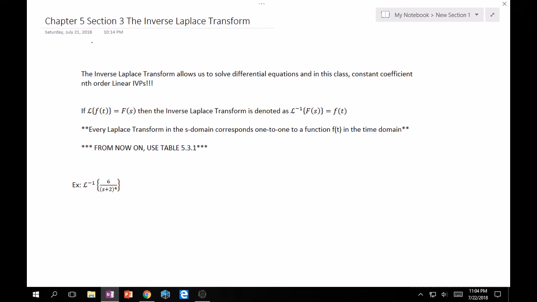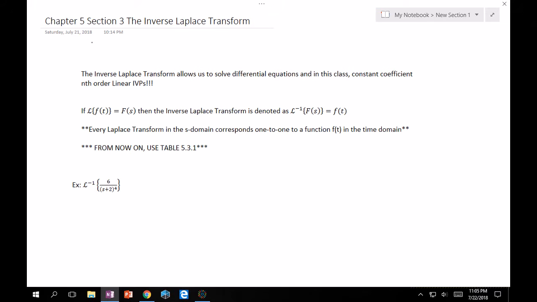And so, just to put you at ease, every Laplace transform in the S domain is going to correspond one-to-one to a function f of t in the t domain, in the time domain. So as you're solving this, if you think you're getting too creative or that you're not sure which property to employ, as long as you're not breaking any rules, it's fine. They one-to-one correspond. So whatever you're doing will lead to the right answer, assuming everything that you're doing is correct. It's okay to get creative.